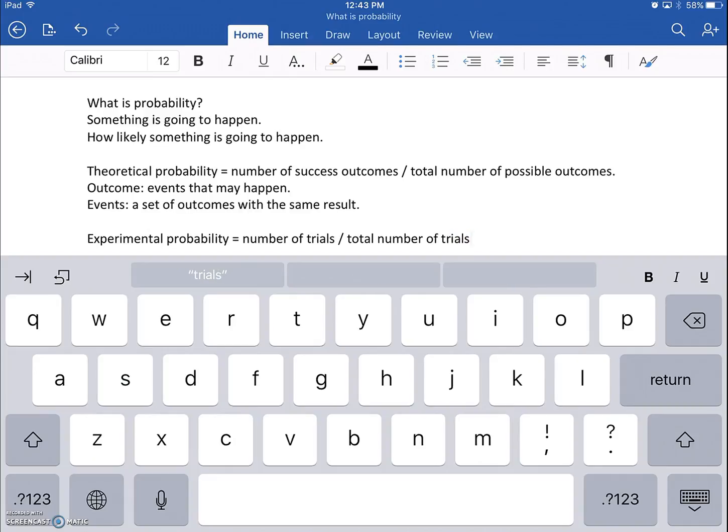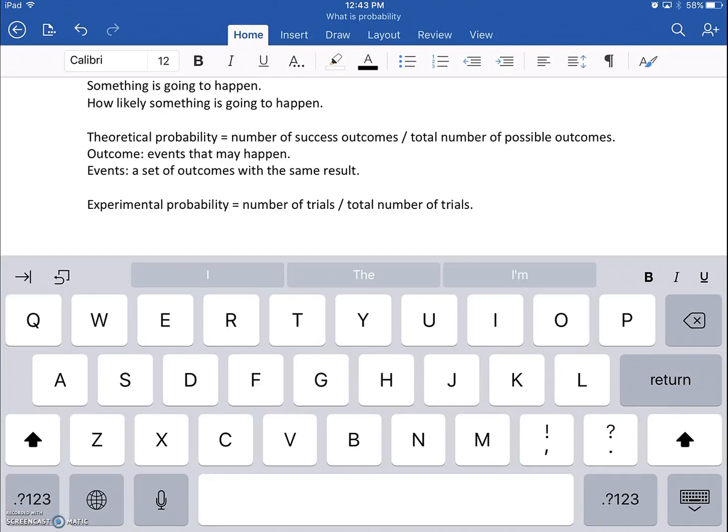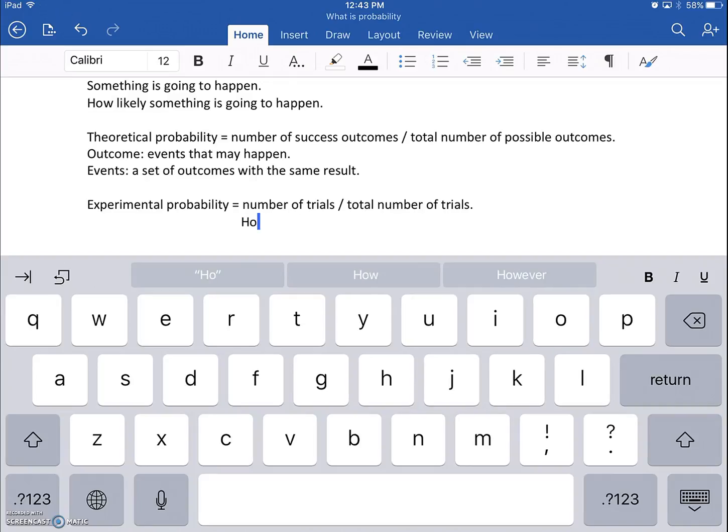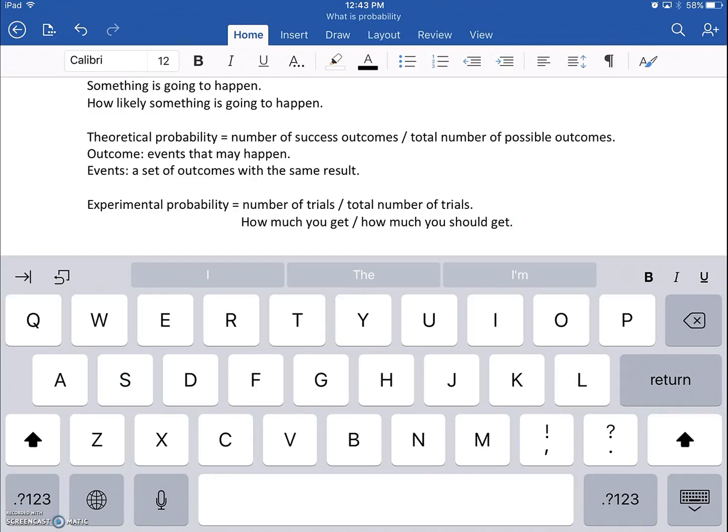So well, I just put it in my own words. It is pretty simple. In my own words, it is how much you get, or how many you get, whatever, and over how much you should get.